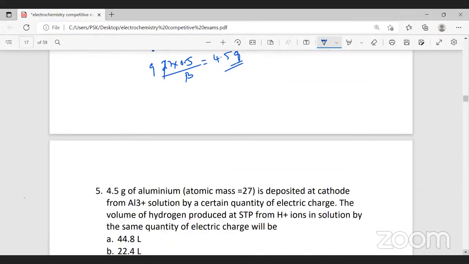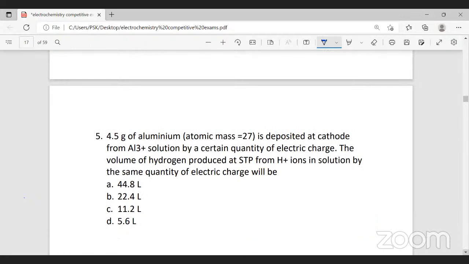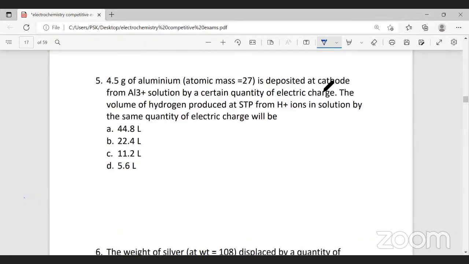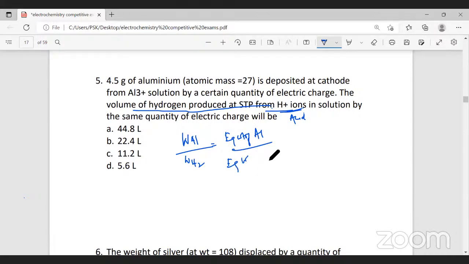4.5 grams of aluminum, atomic mass 27, is deposited at cathode from Al3 plus solution by a certain quantity of electric charge. The volume of hydrogen produced at STP from H plus ions, meaning acid, in a solution by the same quantity of electric charge will be? The same problem we worked out. Weight of aluminum divided by weight of hydrogen is equal to equivalent weight of aluminum divided by equivalent weight of hydrogen. Firstly, we will calculate the weight of hydrogen.